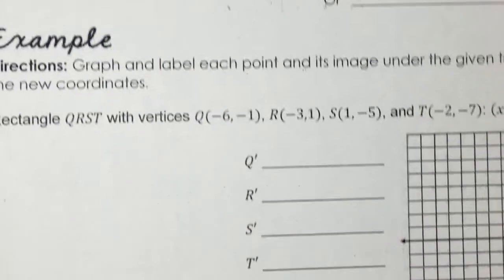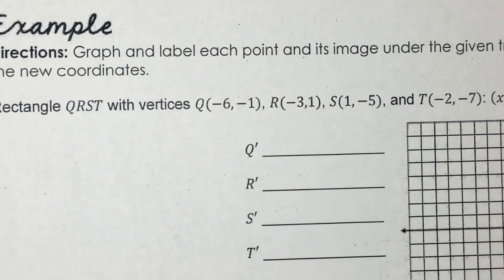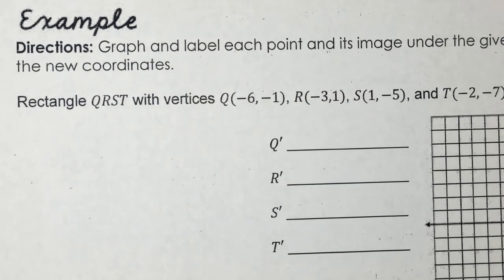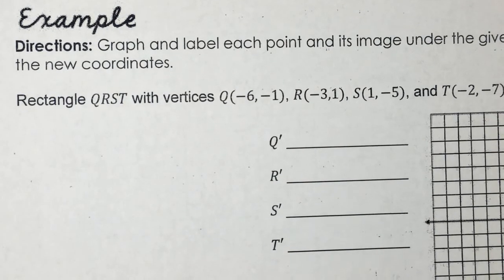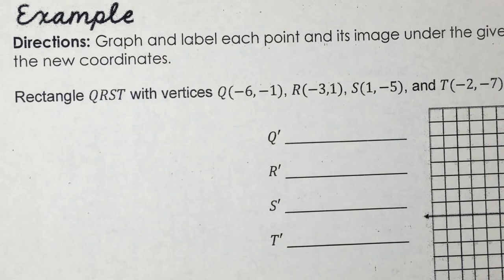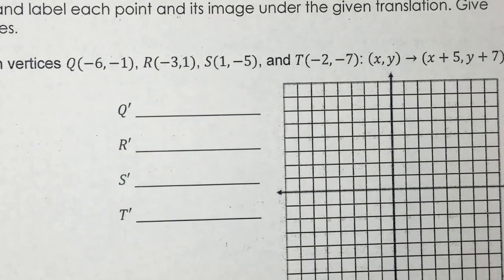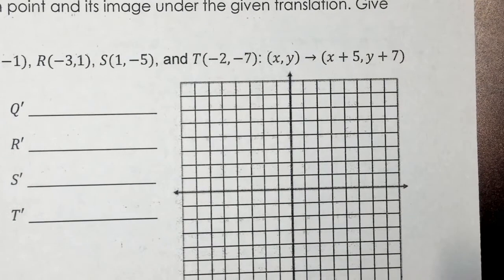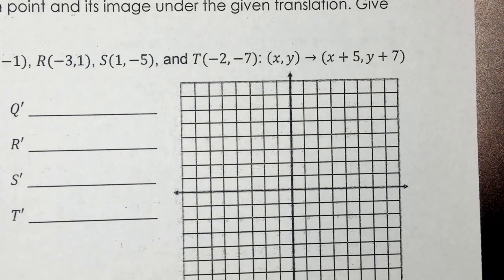So down here in our examples, directions say graph and label each point and its image under the given translation. Give the new coordinates. So we start out with the rectangle QRST with vertices Q(-6, -1), R(-3, -1), S(1, -5), and T(-2, -7). The translation rule is x y maps to x plus 5, y plus 7. So they're telling us how to translate this image.